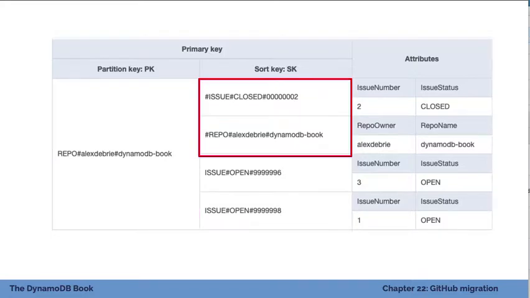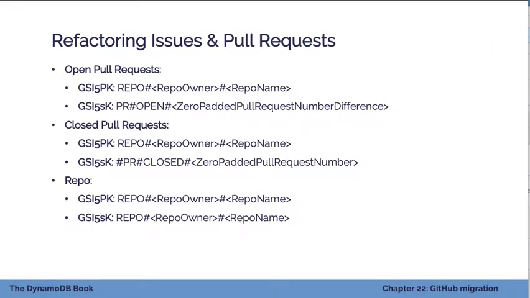Likewise, we can get the repo and the closed issues by starting at that repo and going in reverse order. That's going to get us that repo. That's going to get us the closed issues. We'll do the exact same thing with pull requests. We'll have to do this in a new GSI because we're already using all the other GSIs for things. So again, GSI 5 is going to use that same format for open pull requests, closed pull requests, and that repo item.